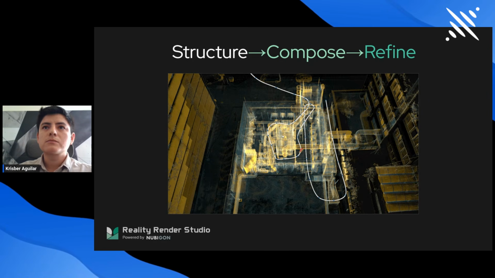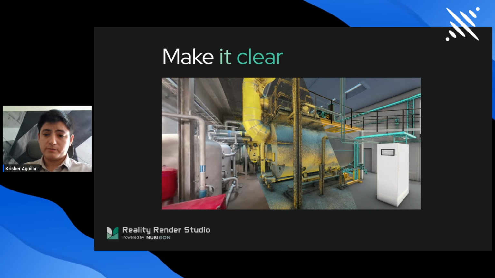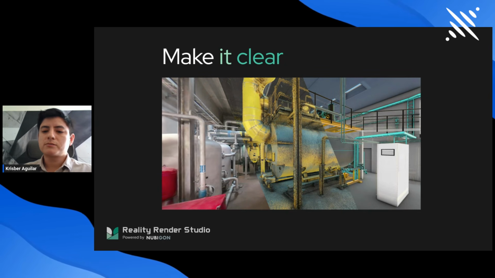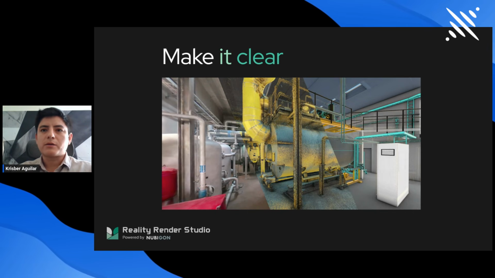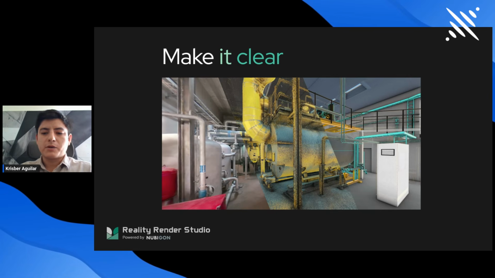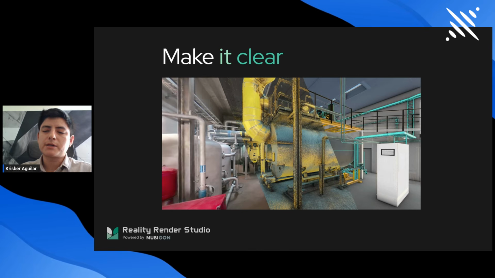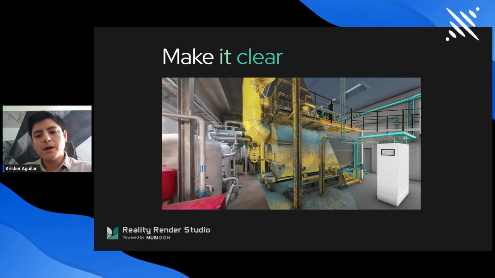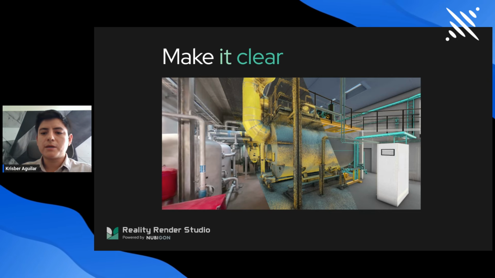And make it clear. At this point, everything is aligned, but alignment is not enough. The goal is to make it easy to understand and clear what you are looking at. This is where the 3D Gaussian splat becomes really powerful, because it adds a visual layer that helps people understand the space much faster. And everything starts to make sense. So at the end, it's not just about looking cool or good, it's about making it understandable.